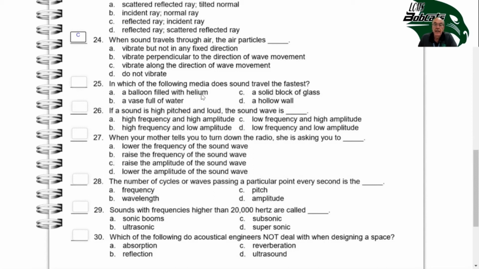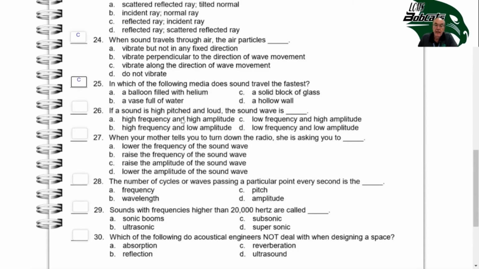Which of the following media does sound travel the fastest in? A balloon filled with helium would be a gas, and sound travels slow in a gas. It would travel faster in the water. A hollow wall would be a gas, and a solid block of glass is the one with the highest density, so it would be C.